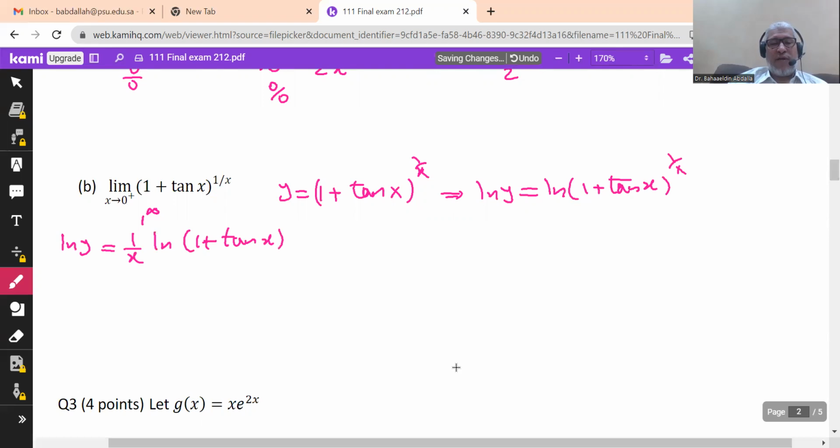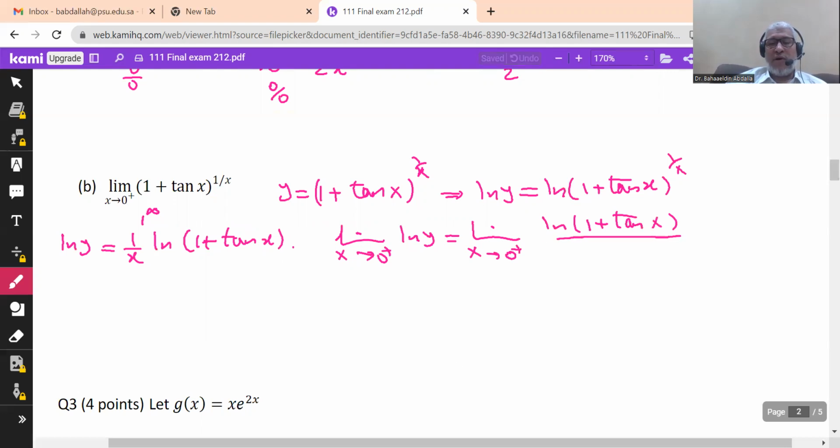And now I find the limit of ln y when x goes to 0 plus. And ln y is 1 over x times ln of 1 plus tan x, which you can write as ln of 1 plus tan x over x. If you replace x by 0, tan 0 is 0, ln 1 is 0, so I'll have 0 over 0. So I can use L'Hopital's rule.